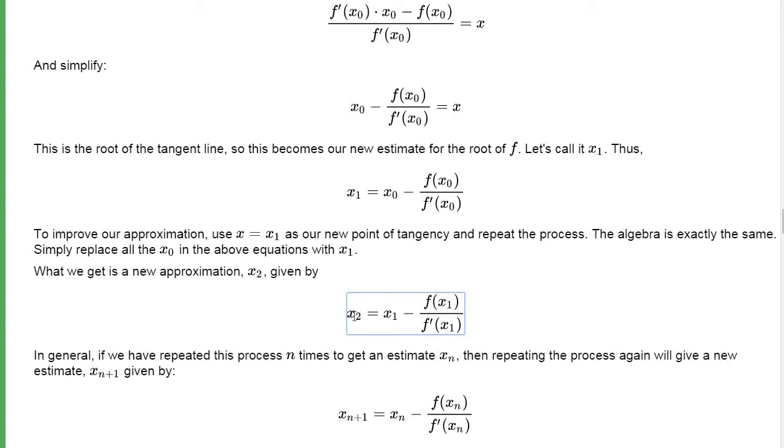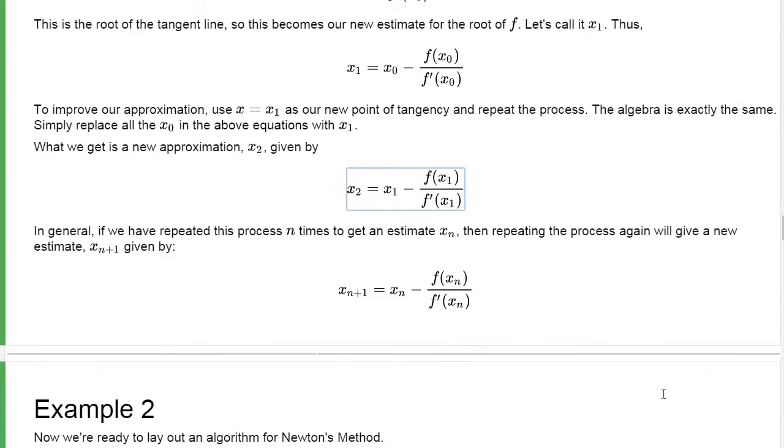You take x sub 2 and you run it through that process. What's going to happen? All these 1s will get changed to 2, and this will be x sub 3. That'll be the x-intercept of our third tangent line, and so on. If you've repeated the process n times, then you take your nth estimate based on your nth tangent line, you plug it into this formula, and that gives you your n plus 1 estimate. This is the formula that makes Newton's method work.